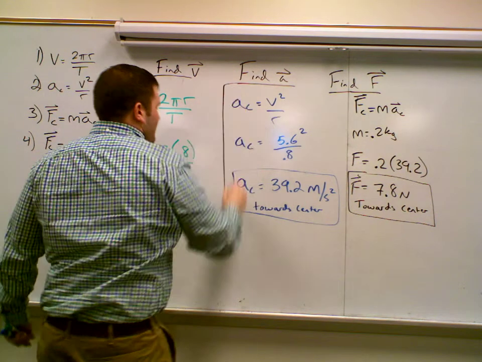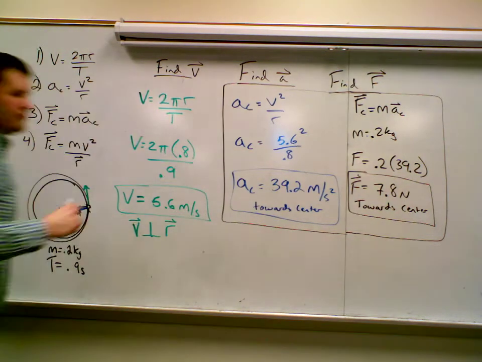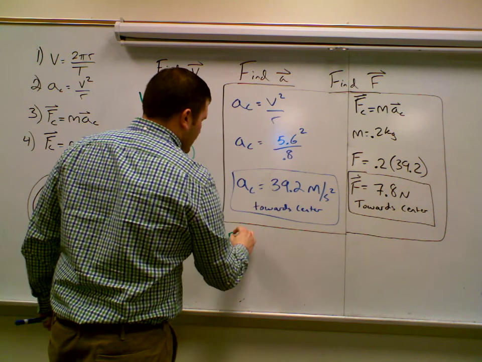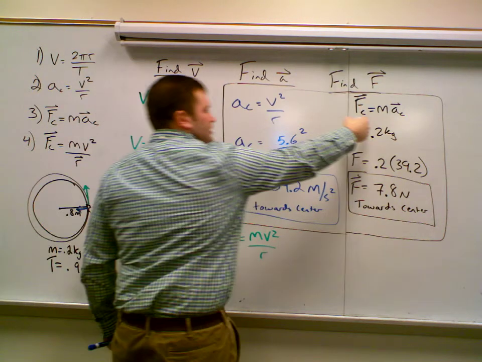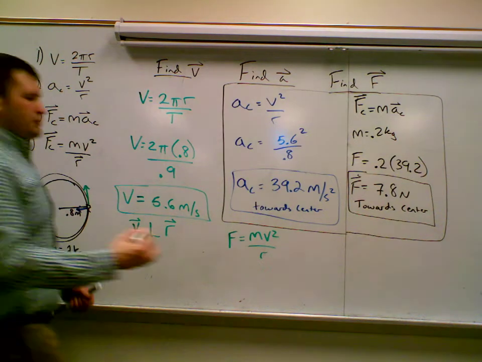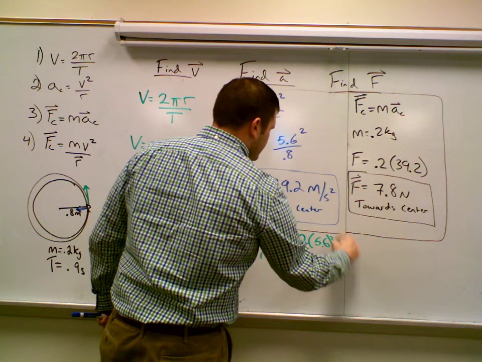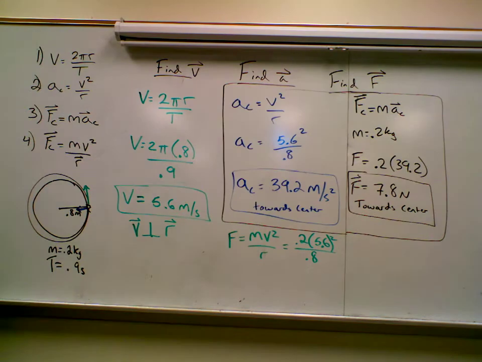Now, guys, there's a way I can do these two steps in one. What equation would I use to do those two steps in one? Equation 4 combines this equation and this equation, right? Force equals mv squared over r. So let's figure out if we get the same result. So let's plug in 0.2 times 5.6 squared over 0.8.